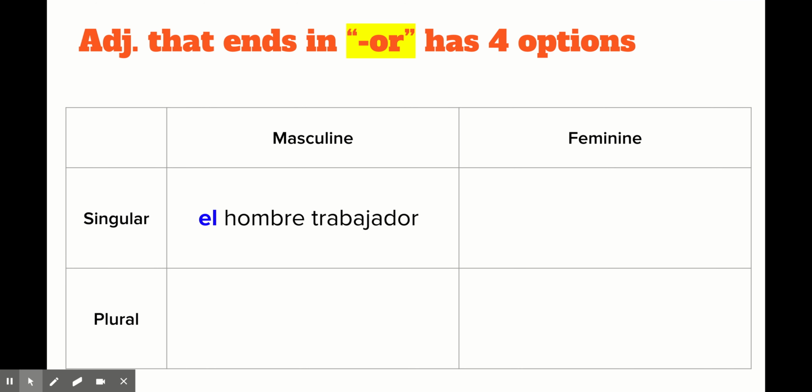El hombre trabajador. Notice the adjective ends with OR, right? The hardworking man, the man hardworking, okay? The hardworking man, el hombre trabajador. What if I wanted to say the hardworking woman? La mujer trabajadora. Notice the difference here, trabajadora, ending with an A, because remember when we wrote them down, I said it could be trabajador or trabajadora. And this is the case where it's trabajadora because she is a female.